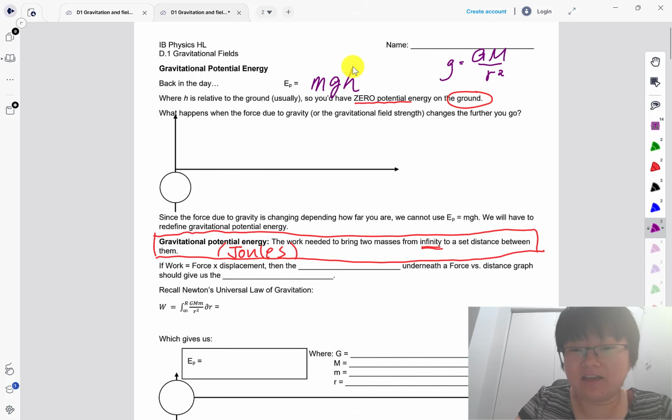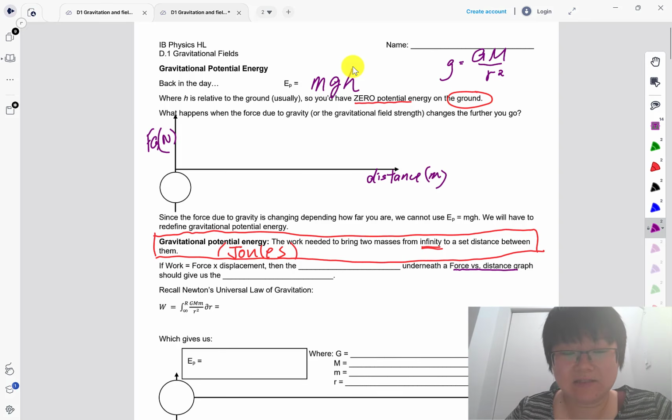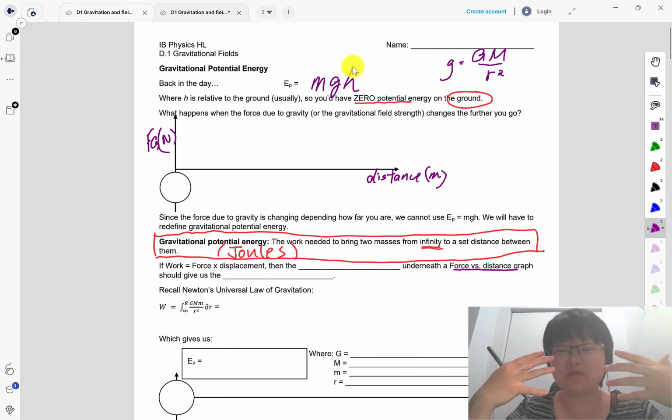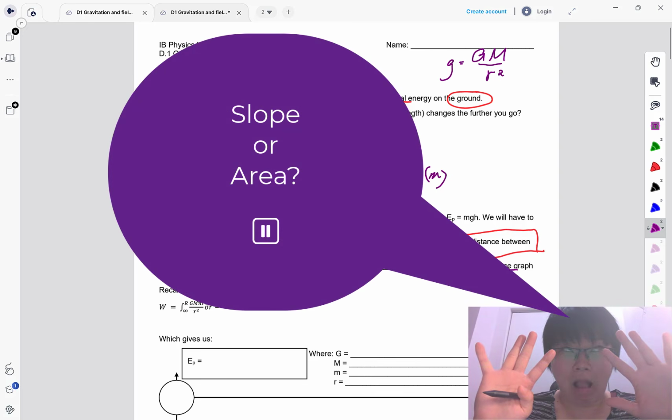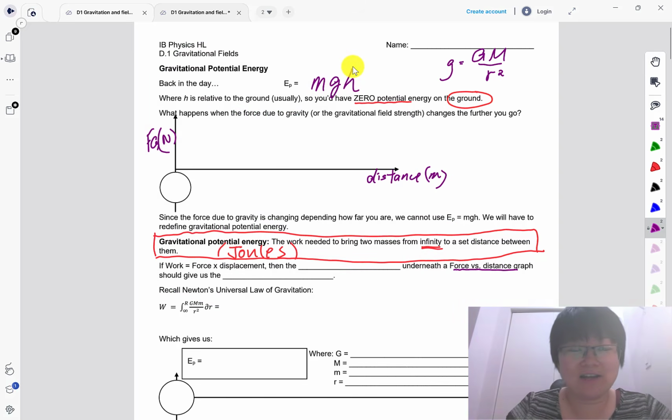That means under a force versus displacement graph, imagine you have force on the y-axis and a distance measurement on the x-axis. That means force times displacement is your work. On the graph, and this is where you can do a quick review, it's either slope or area. Take a quick second to guess which one it is. And yeah, you're right, it is the area. It is the area underneath a force distance graph, and that should give you the work done.